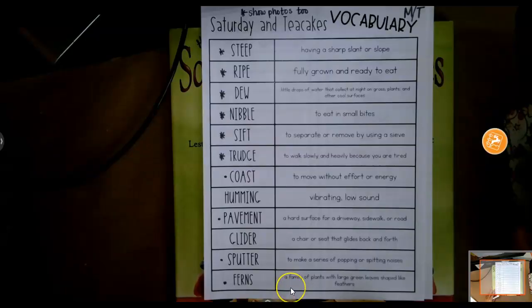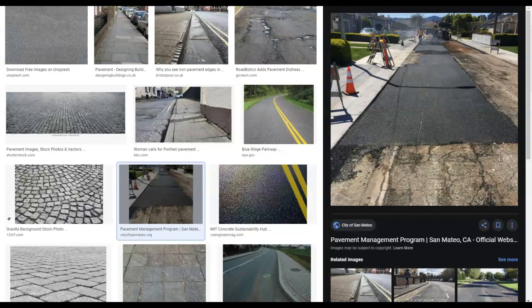Next word is glider. A glider is a chair or seat that glides back and forth. So it's kind of like a rocking chair. But it may look a little bit different sometimes. So let's see if we can find a picture of a glider.